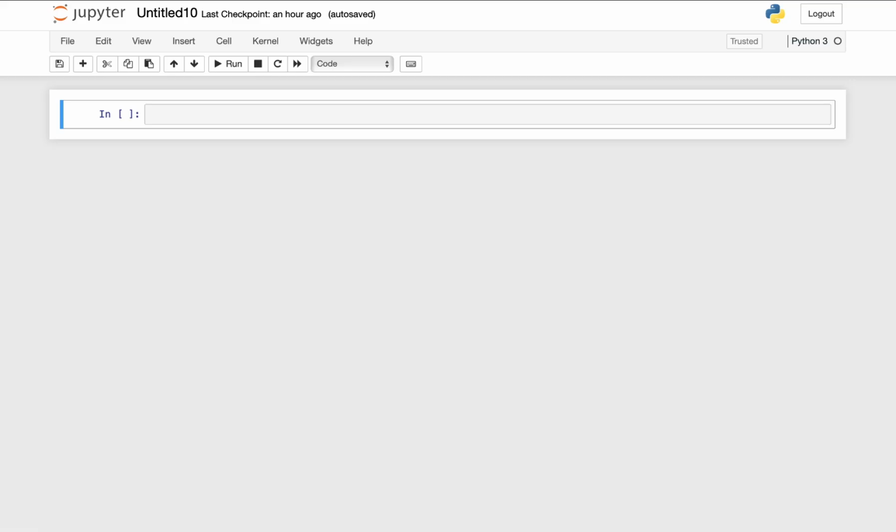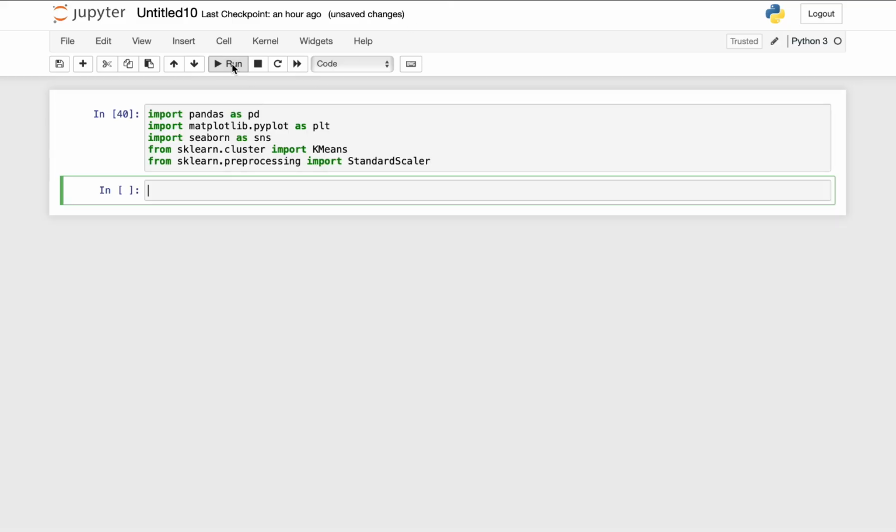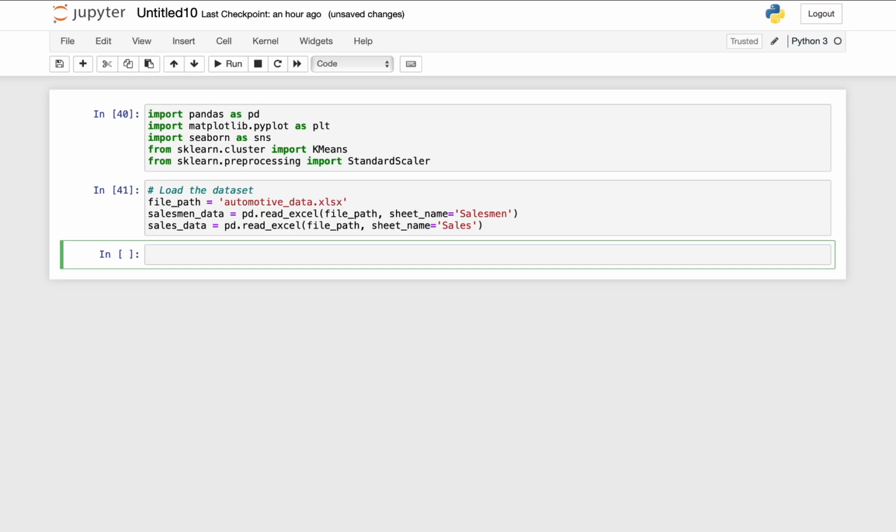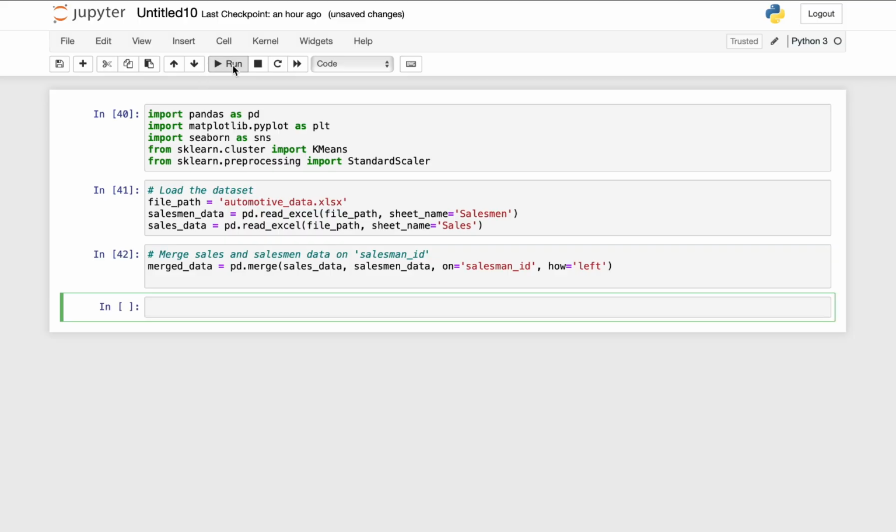So the first thing that we're going to do is we are going to import all of our libraries. We're going to run that. And then we are going to load our data set. And for our first analysis, we are going to merge the sales and salesman data on salesman ID. And we're going to calculate performance metrics and sort by total sales and we're going to visualize the total sales for us to be able to take a look at a nice chart. So let's go ahead and do that.